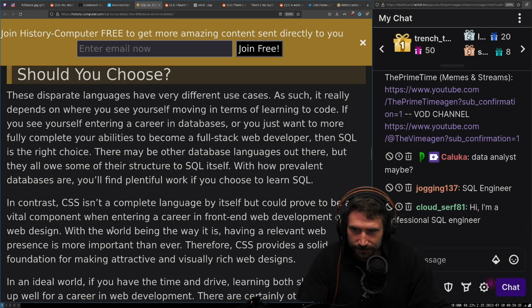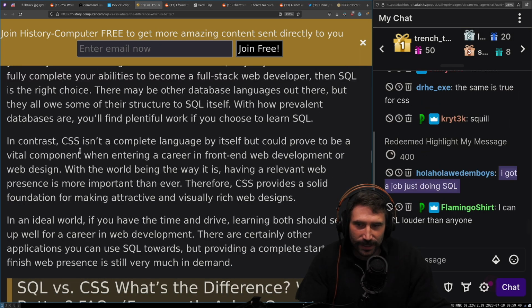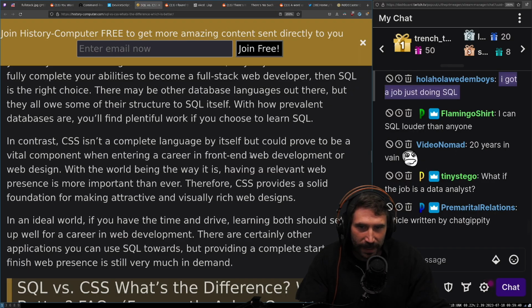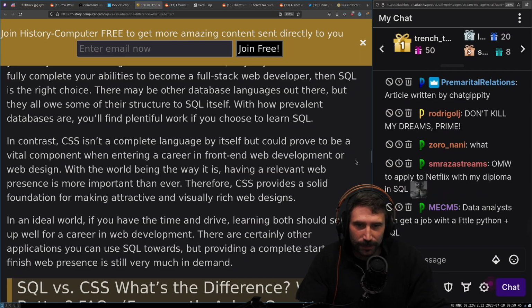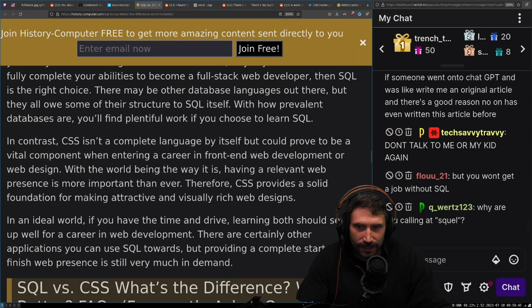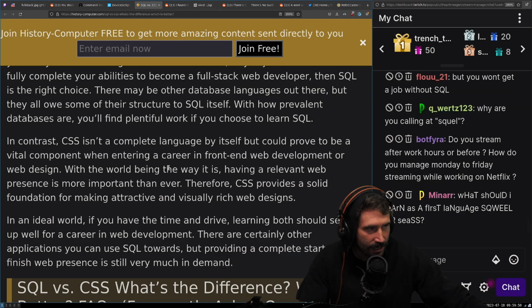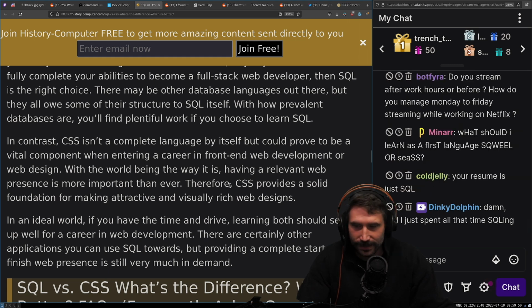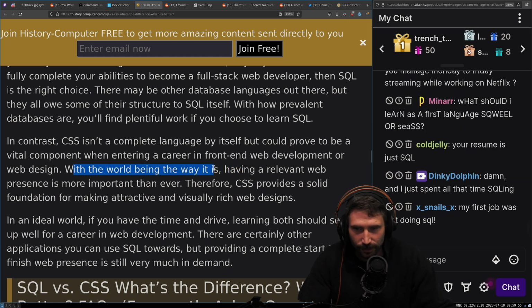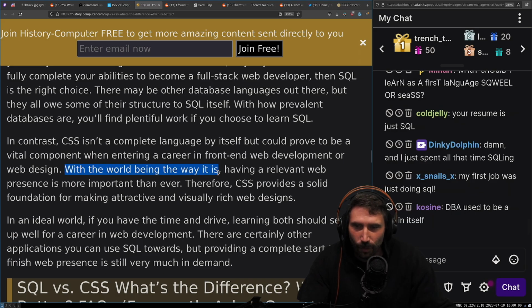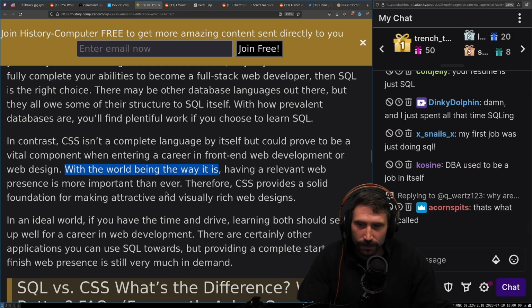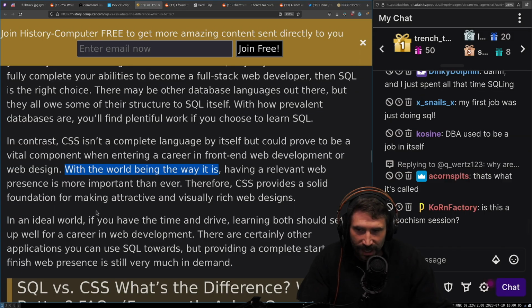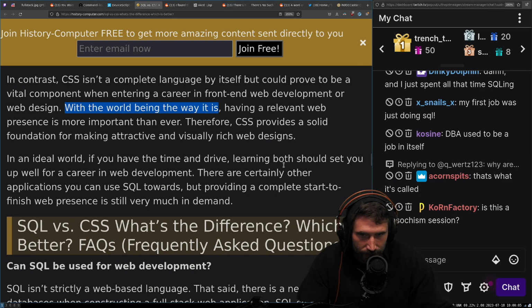Oh, wait, hold on. I jumped ahead. In contrast, CSS isn't a complete language by itself, but could prove to be a vital component when entering a career in front-end web development or web design. With the world being the way it is... classic, the world the way it is. Having a relevant web presence, what does this phrase even mean? Having a relevant web presence is more important than ever. Therefore, CSS provides a solid foundation for making attractive and visually rich web designs.